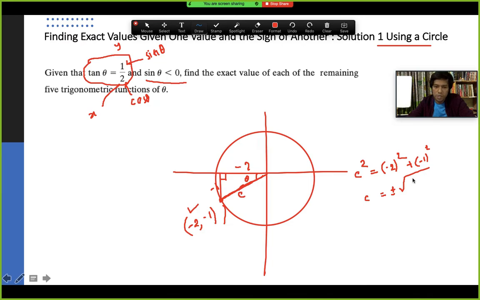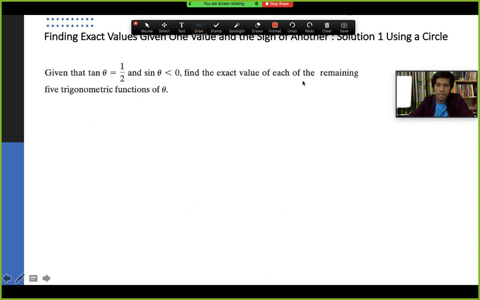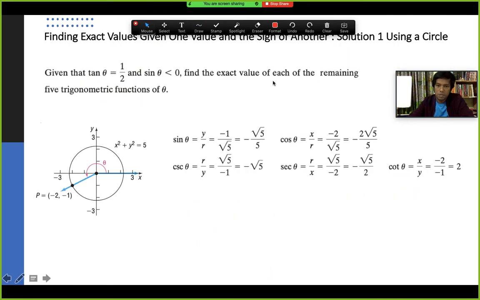So we will have 5 here. That means root 5. So we will have root 5 here, plus or minus root 5. Now you see, the same calculation we have actually shown on the next page. This is our whole calculation here.